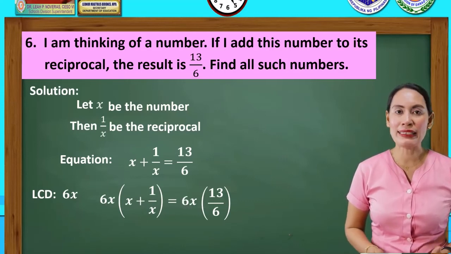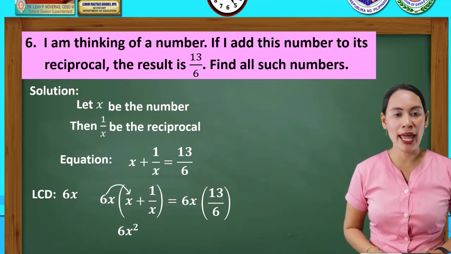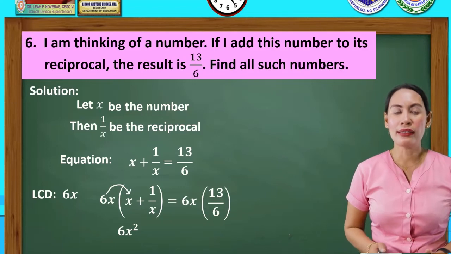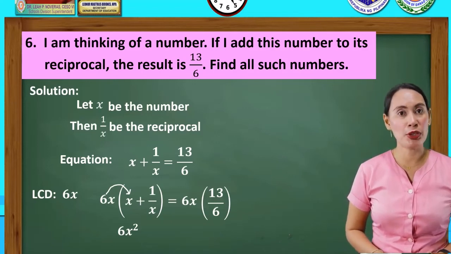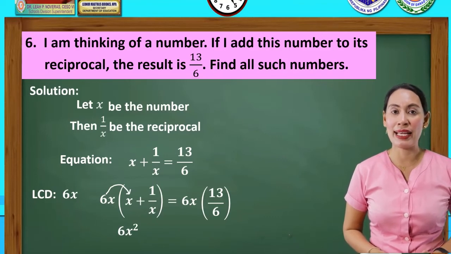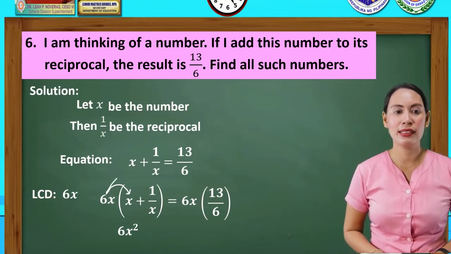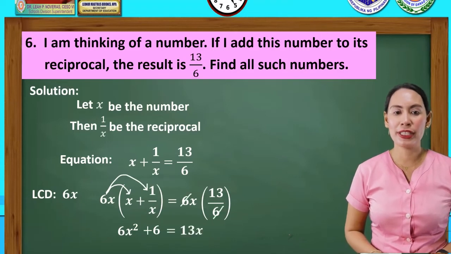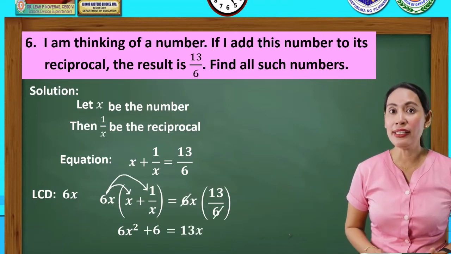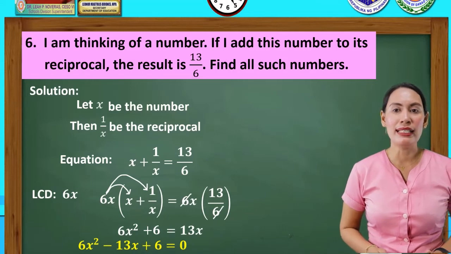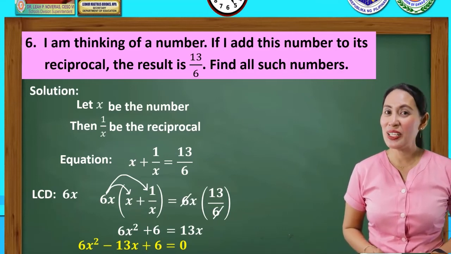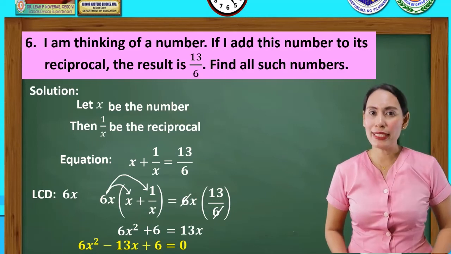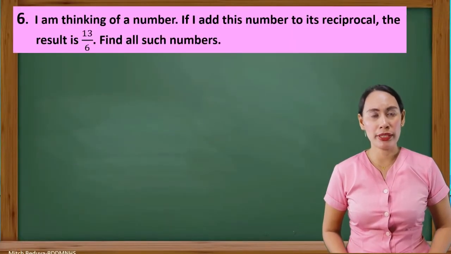So we have 6x times the quantity x plus 1/x equals 6x times 13/6. So by distributive property, we have 6x squared plus 6 equals 13x. The standard form of the equation is 6x squared minus 13x plus 6 equals 0. To solve this equation, we use the factoring method.